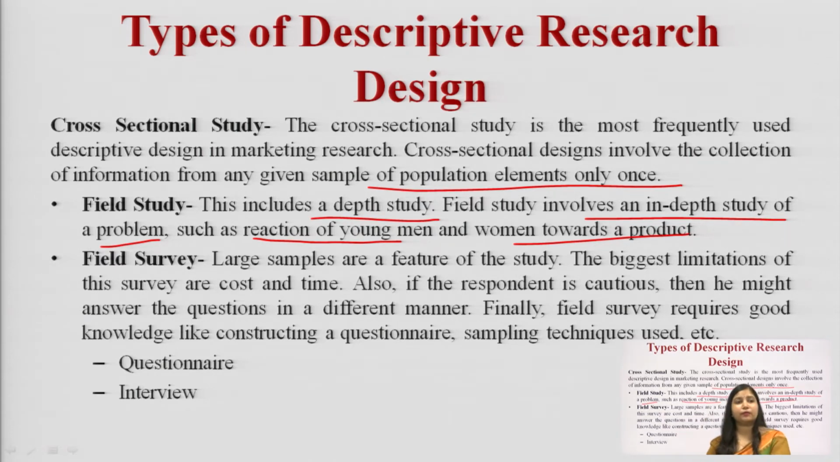Then next is the field survey. A large number of samples is featured in this study, and the biggest limitation of this study is cost and time, because when you collect a large sample, first of all you need time to collect it, then time to analyze and interpret it. So, it is going to take time. They have the limitation of time and cost. Also, if the respondent is questioned, there may be chances that he answers the question in a different manner.